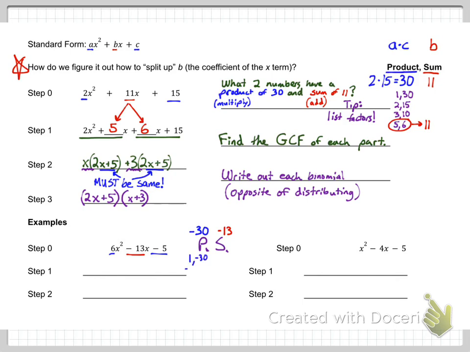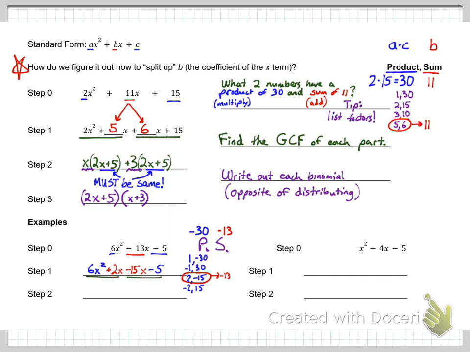Let's start listing factors. Oh, wait. Aha. So one tip is you don't need to list all the factors out as long as you're keeping your sum in mind. I know I need to add to negative 13, so there we go. 6x squared plus 2x minus 15x minus 5. Notice I split the negative 13x into positive 2x and negative 15x.